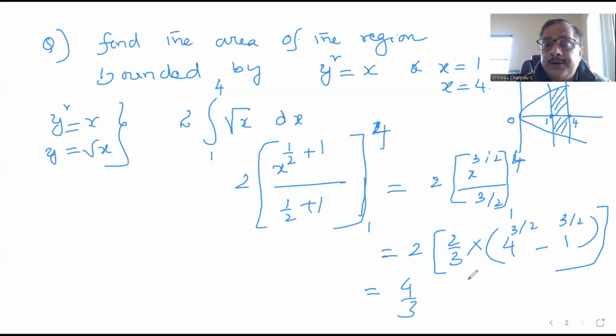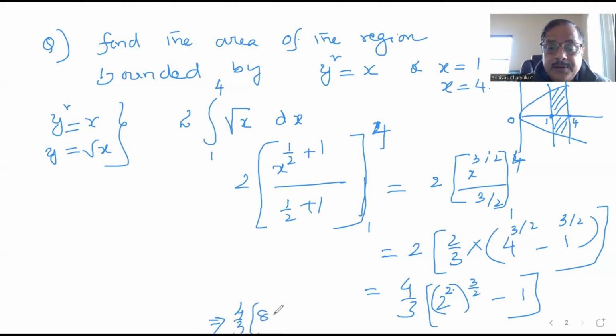4 to the power of 3 by 2 means it is 2 square, all to the power of 3 by 2, you can write down. Minus 1 to the power of anything is 1. So here 2 and 2 will get cancelled, so you'll get only 2 cube. 4 by 3 outside, 8 minus 1, that means 7. 7 into 4 by 3, 28 by 3. This is the area.